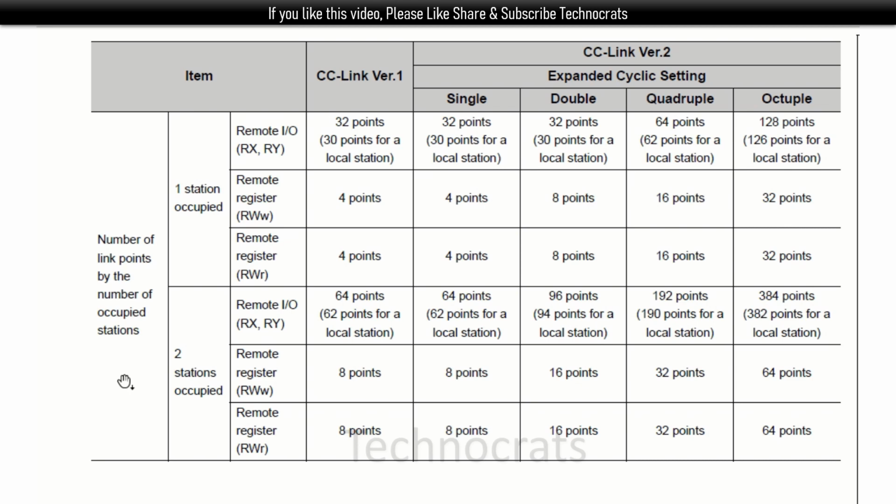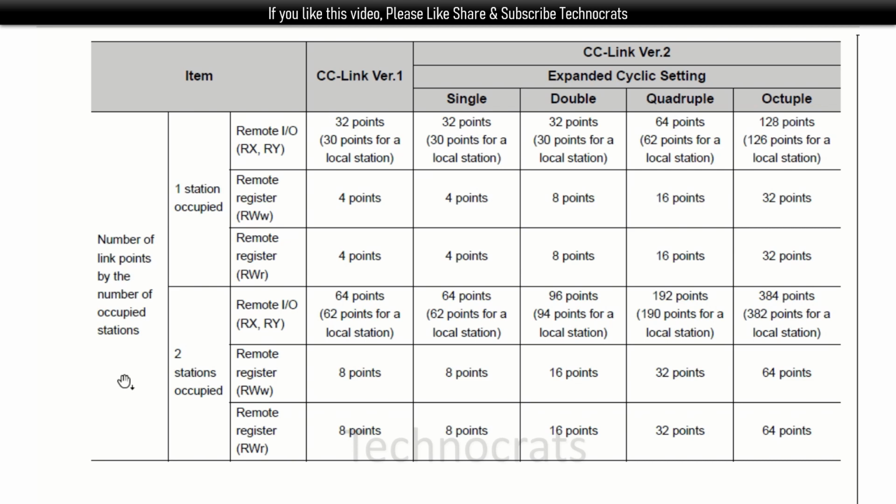We are having two versions of CC-Link. Initially it was only CC-Link version 1, and now we have come with the CC-Link version 2 also. Basically in CC-Link version 2 we have enhanced the data sharing capacity of the network and also reduced the unnecessary data that was being occupied uselessly.